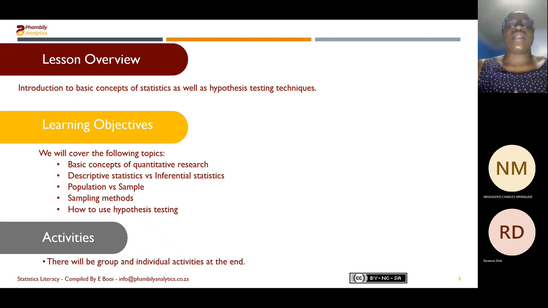Okay, so the structure of today's lesson is just like I said, I'm just here to explain the basic concepts of statistics as well as hypothesis testing. I'm not going to go into detailed explanation on some of the things. It's just to scratch the surface, just to make you aware of certain concepts and certain things that you need to always be aware of. Then we're going to cover those concepts, and then do some activities after we've covered the concepts. I hope we can engage with one another when we do those activities.